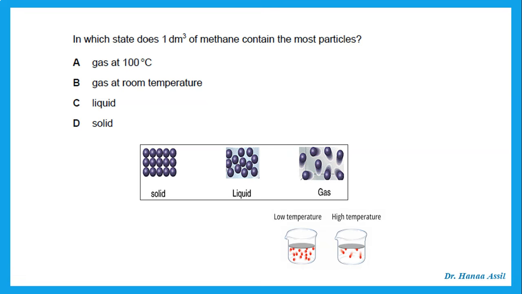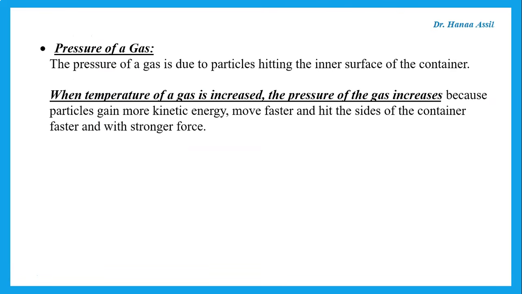So which of these has the most particles? Remember, if I have a gas at 100 degrees Celsius, that is a higher temperature than gas at room temperature. So actually the one at higher temperature will have even less particles. The gas at room temperature will have still more than the high temperature, but the one that will have the most is the solid. So my answer here is D.